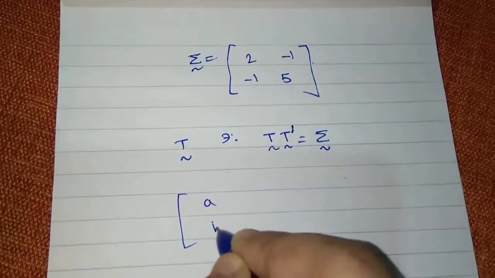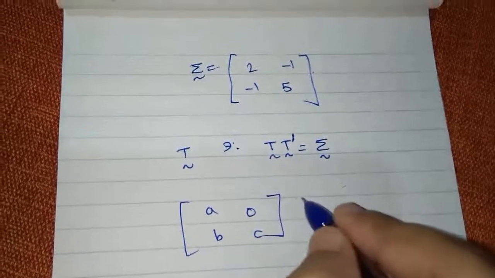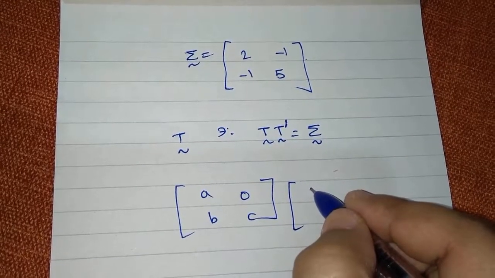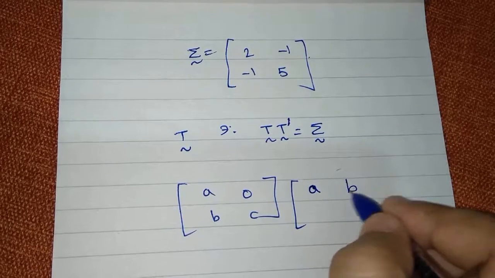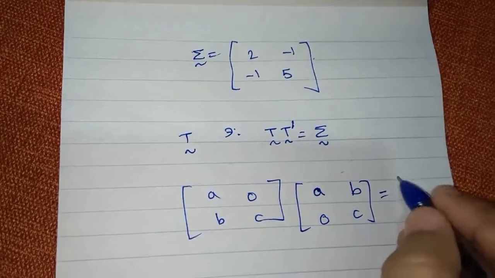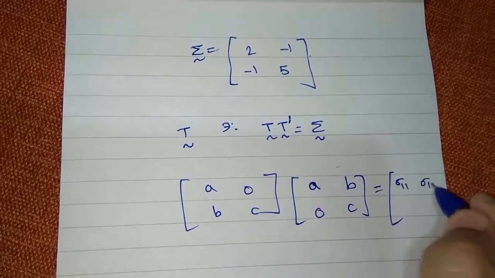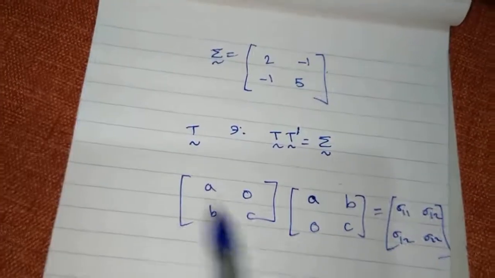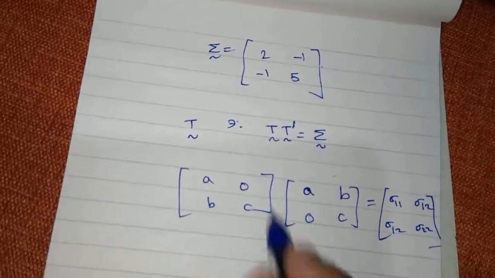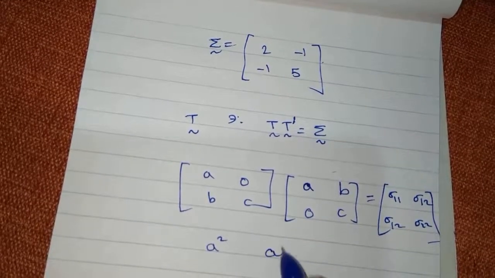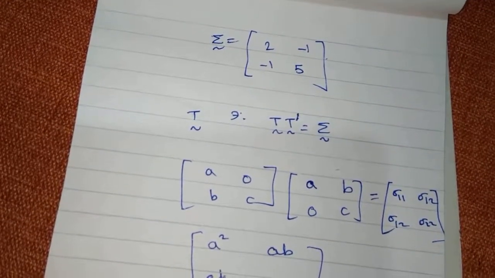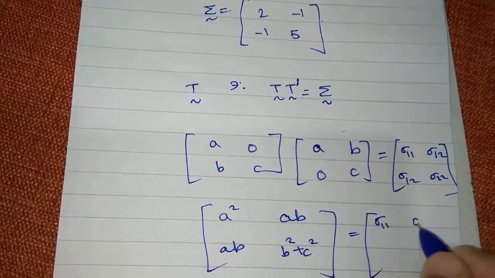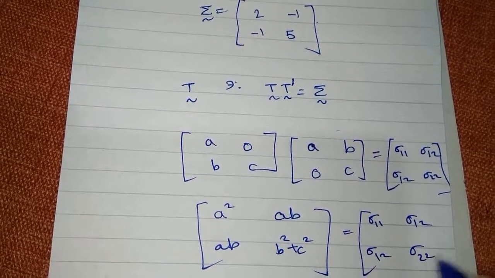T should be something like A, 0, B, C, right? So I want this times the transpose of this, A, B, 0, C, and this should be sigma 1 1, sigma 1 2, sigma 1 2, sigma 2 2. So we have to solve this. If I try to solve, I'm going to get A square, then AB, here also I'll have AB, and then B square plus C square. So this should be equal to sigma 1 1, sigma 1 2, sigma 1 2, sigma 2 2.